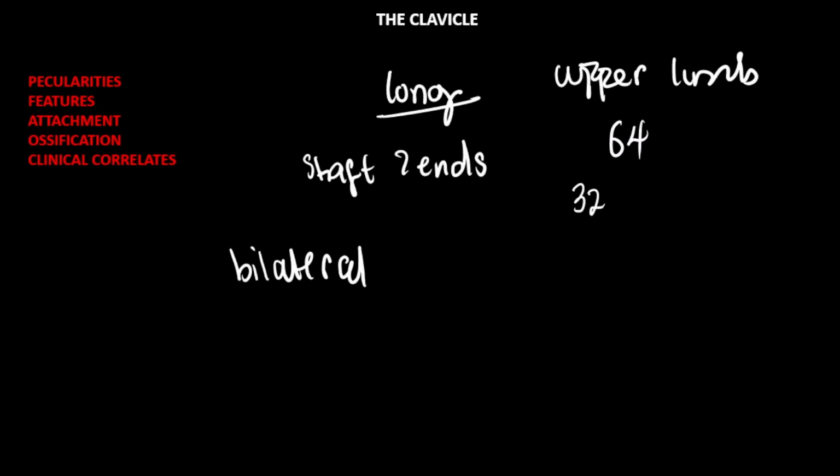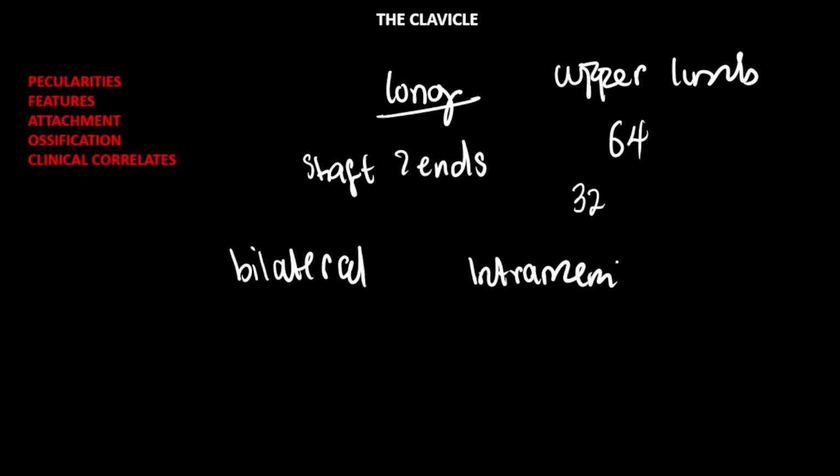Also, it's the only long bone in the body that lies horizontally. All other long bones in the body lie vertically. Okay, another peculiarity of the clavicle is the fact that, unlike other long bones, it exhibits intramembranous ossification.